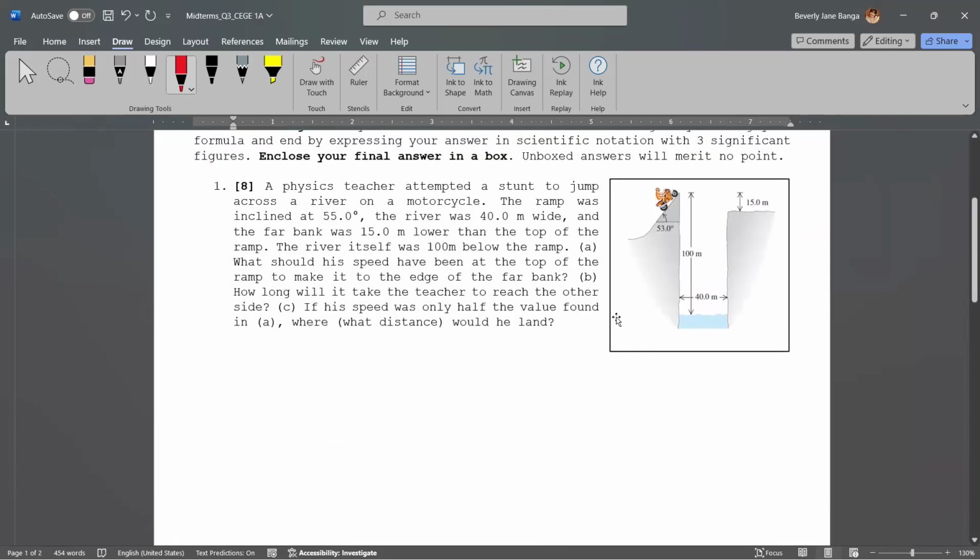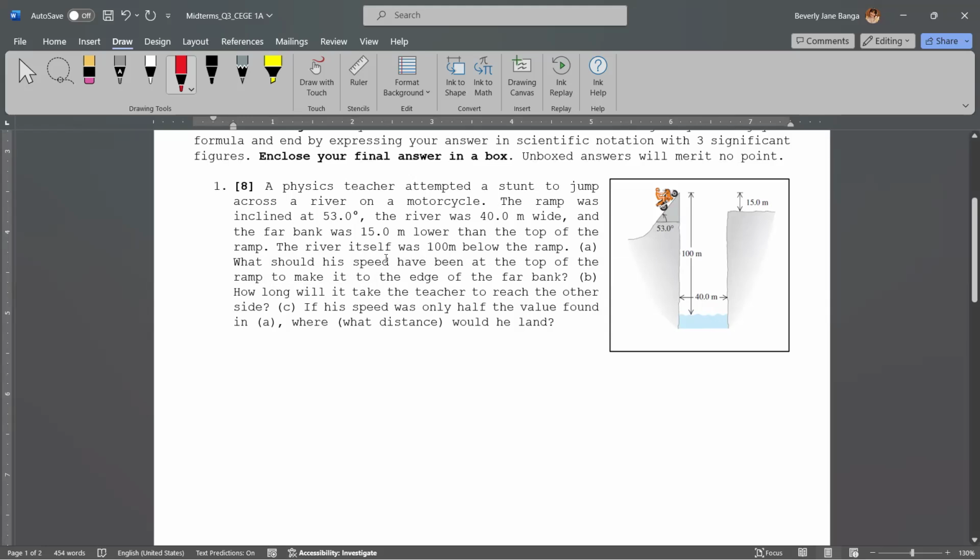Okay, so physics teacher attempted to jump, blah, blah, blah. So, mali lang to class. This should be 53. Typo. River was 40-meter wide, far bank, blah, blah, blah. Okay, so the question is, what should his speed have been?